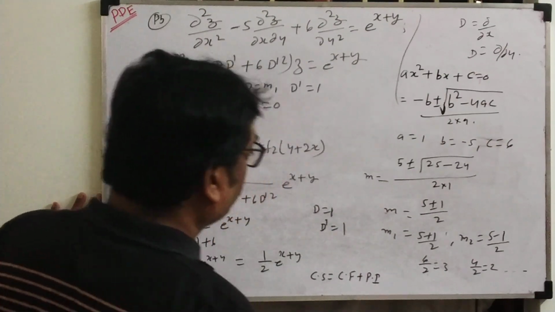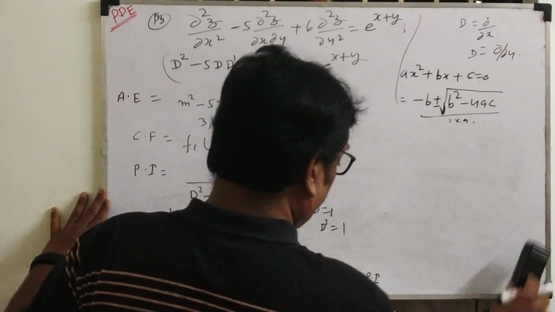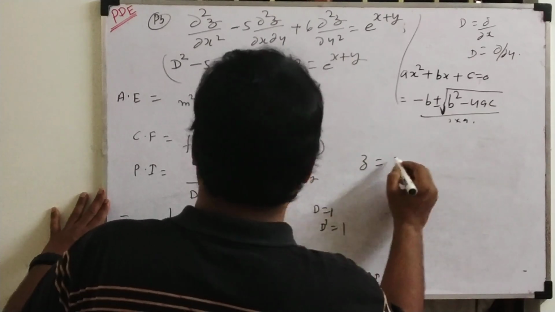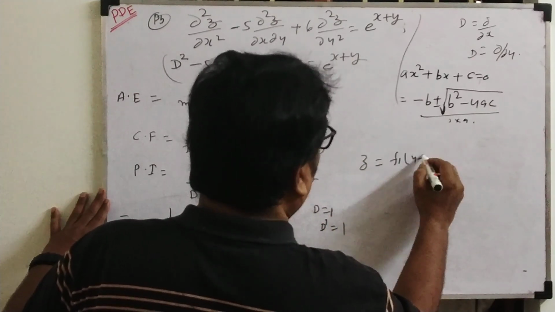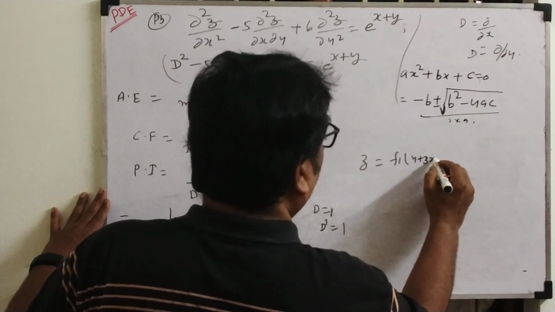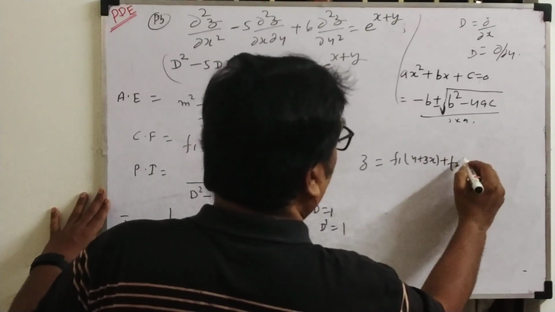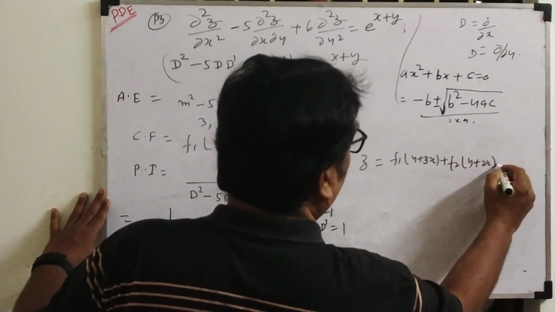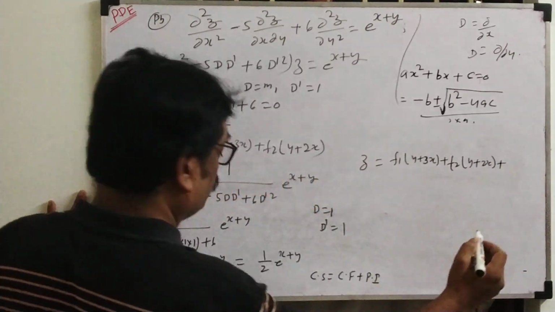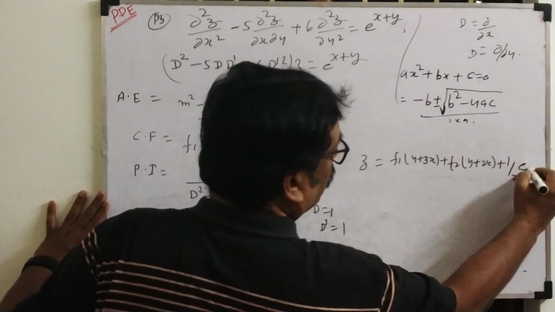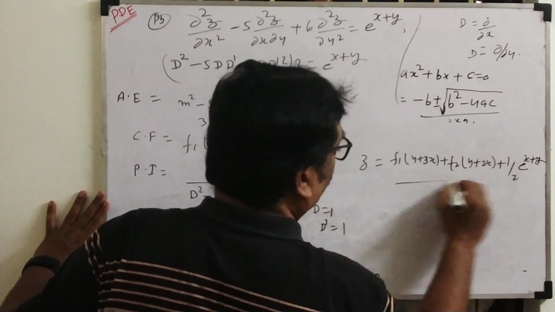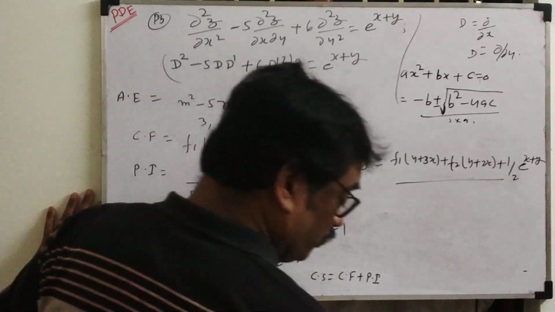So how do you write the answer? Now we'll see here. z = F1(y + 3x) + F2(y + 2x) + 1/2 e^(x+y). This is the complete solution for this.